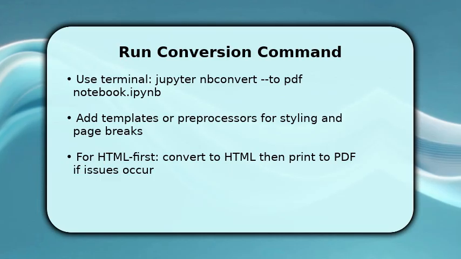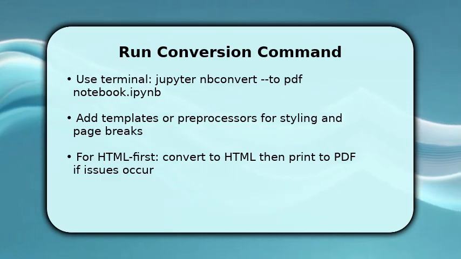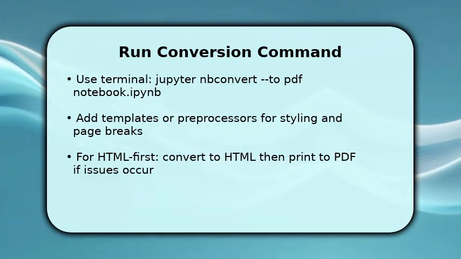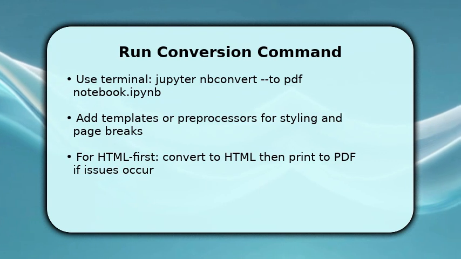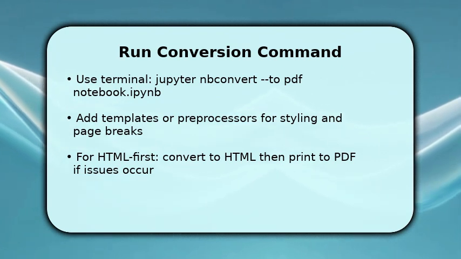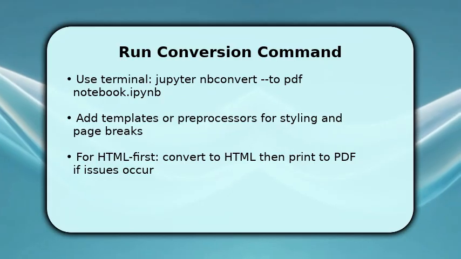When the direct PDF path fails, convert to HTML first with --to html, inspect layout in a browser, then print to PDF. This gives control over pagination and styling. Make sure outputs and images are embedded before continuing to finalize.